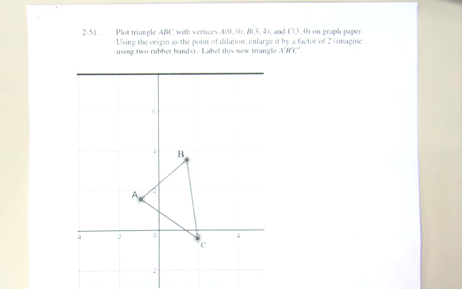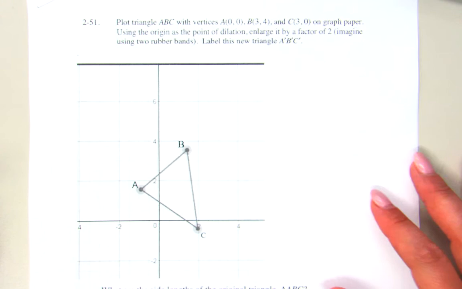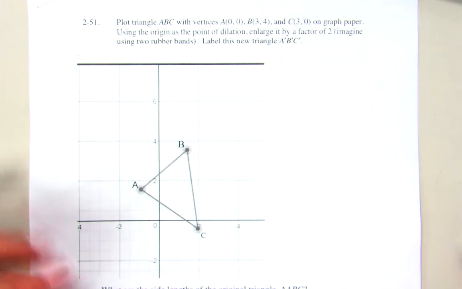So plot triangle ABC with vertices 0, 0, wait, this is totally wrong. Why are these in the wrong spot? A is 0, 0, B is 3, 4, and C is 3, 0. What? Okay, these are totally off. I think I should have probably actually checked before I did it. Okay, I'm going to have to come back to 51 in another video.